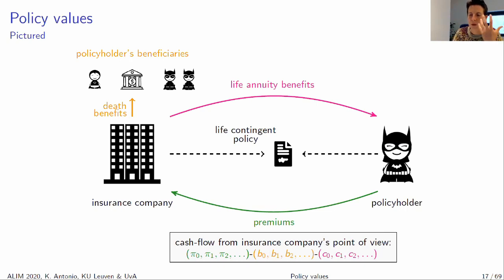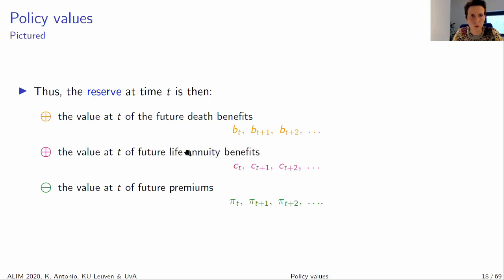Right, and that's something we're going to change slightly now when we're discussing policy values, because with a policy value we also want to look at a value of the cash flow at time t, taking into account the future cash flow that comes. Good. So if I look at the policy value, also called the reserve at time t, then using the picture from my previous sheet, what matters is the value at time t of the future, in this case, death benefit.